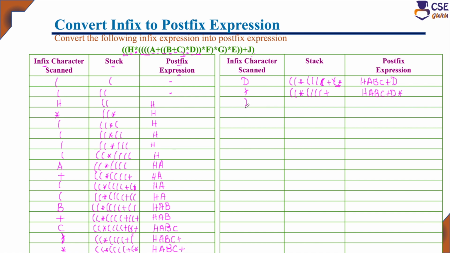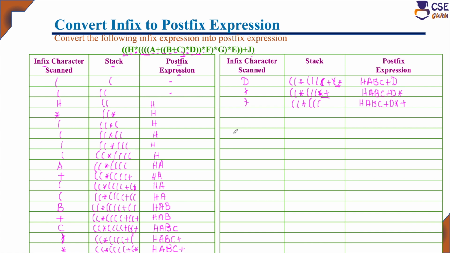And next also it is a closed parenthesis. So until you encounter the first open parenthesis, you have to pop the element from the stack and place it in the postfix expression. Now the postfix expression will be H A B C plus D star, and then this plus operator you need to pop and place in the postfix expression. After popping, this closed parenthesis and its corresponding open parenthesis you need to discard. Okay. And the stack contents will be 2 open parentheses, then star, and then 3 open parentheses.